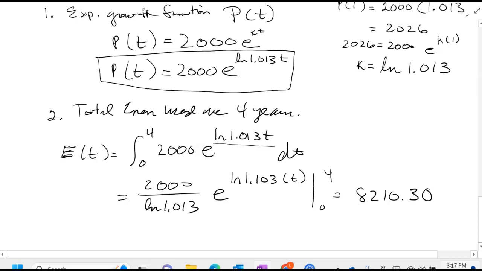Okay, so practice some of those problems, and again, most of this, except for this idea of getting total energy from the rate, should be all review.